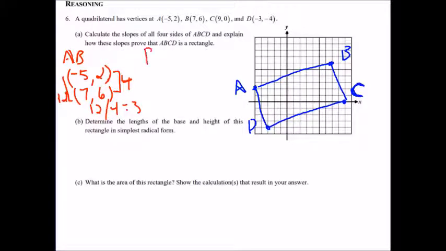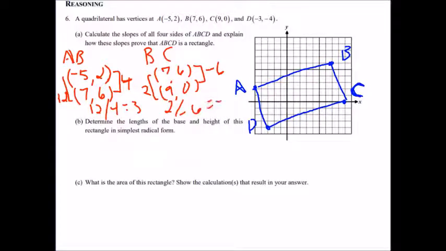Side BC. B is 7, 6. C is at 9, 0. So this is up 2. This is down 6. 2 over negative 6 reduces to negative 1/3. Now we could spend the time to do the other sides, but it does tell us we prove that it's a rectangle. So I guess we do have to do the other two.